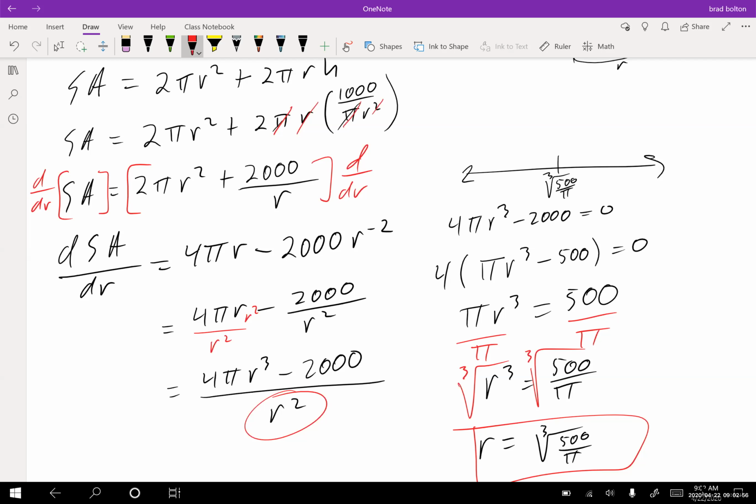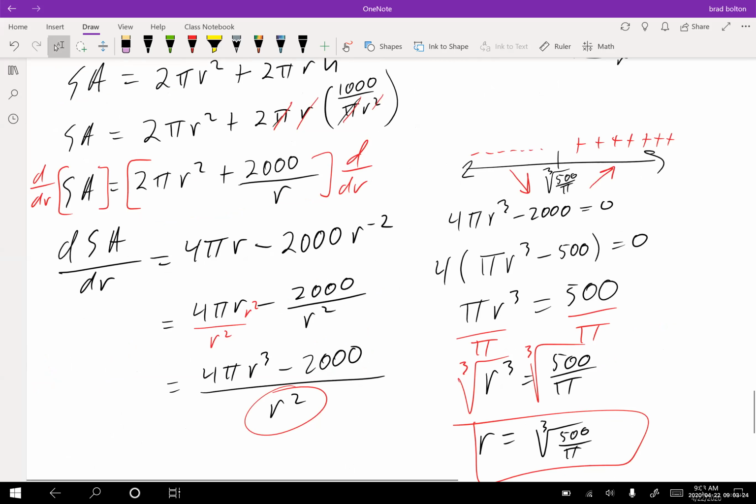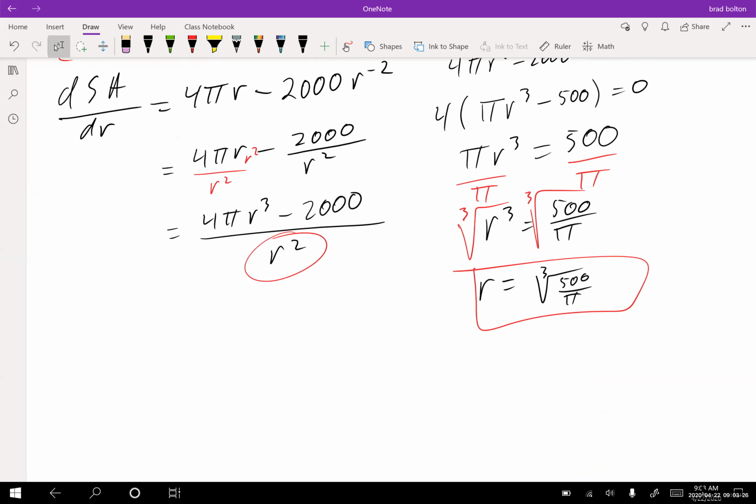I get about 5.4-ish. So I'm going to pick a number around 4. When I plug that in, I'm going to get a negative. And then when I plug in a number around 7, I'm going to get a positive. And I'm just picking numbers to the left and the right. So that means we're going from decreasing to increasing. And if we go from decreasing to increasing, we're getting a minimum, and they were asking us to minimize the surface area. So this is my R value.